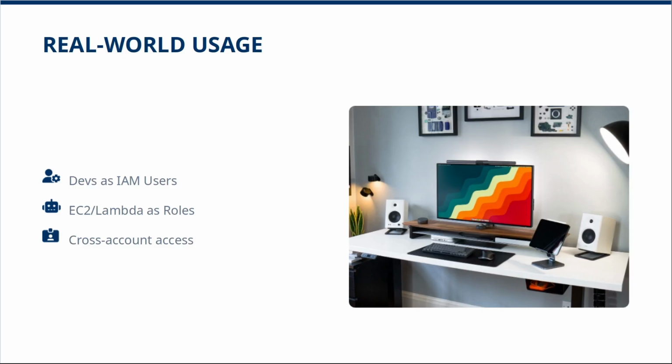In real projects, developers usually authenticate using IAM users or federation. AWS services like EC2 or Lambda assume IAM roles to access other resources. Permissions are always defined through policies that match responsibility, not convenience. This shows that IAM is not just theoretical, it's part of daily operations.